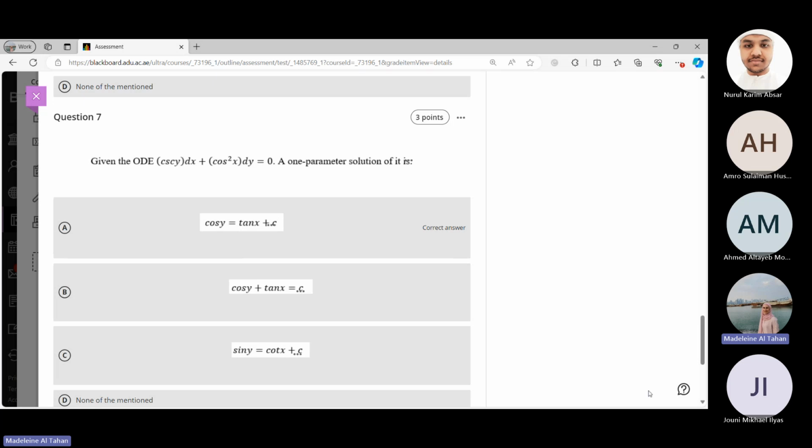Then the cosecant y, you will send it to dy. How can we send it to dy? 1 over cosecant y. What's 1 over cosecant y? It's equal to what? Sine y, perfect.